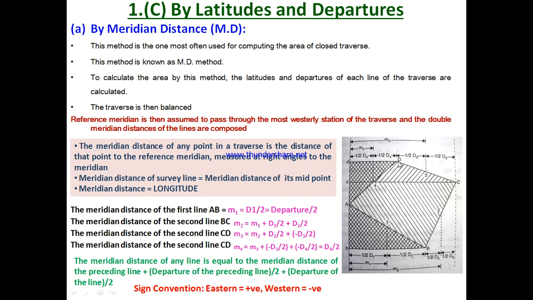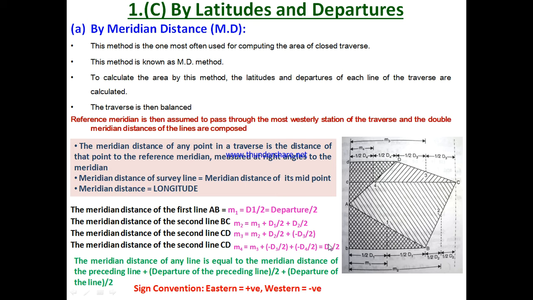Why minus? Because we are again going towards the west direction. Then minus d4 by 2. Why d4 by 2? Because we are again going in the negative direction towards the west. So it will be equal to m3 minus d3 by 2 minus d4 by 2. Or we can say in a simpler manner that it can be equal to d4 by 2 itself.